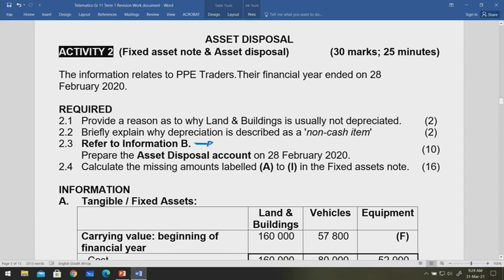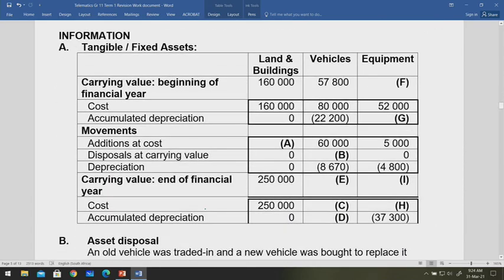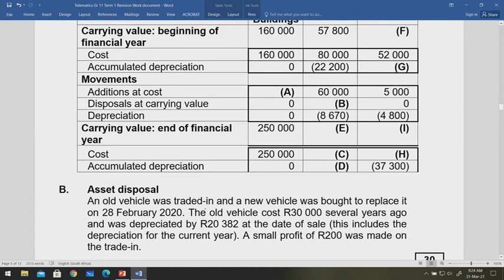Information B will give us all the information we need for the asset disposal. And then they give us note number 3, the asset disposal note, and we have to calculate the missing amounts. Asset disposal, there was an old vehicle was traded in. If you see the word traded in, you know in the asset disposal account on the credit side, creditors control. A new vehicle, so obviously vehicles account on the debit side, there will be a new vehicle that was bought on credit.